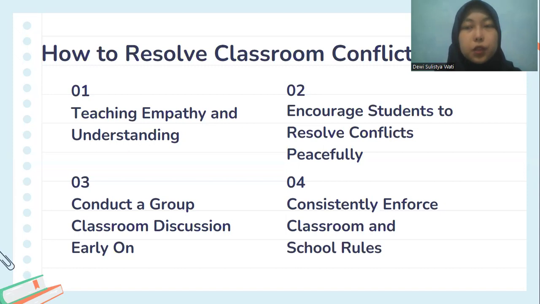The last is consistently enforce classroom and school rules. Establish consistent classroom and school rules to encourage good behavior and respect. Students must understand the consequences of disruptive or disrespectful behavior.